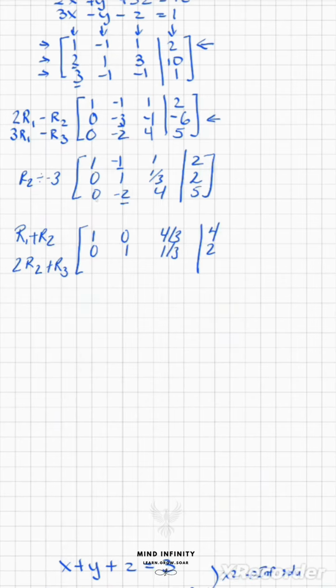2 times the 0 plus the 0, that is just 0. 2 times 1 minus 2, that is 0. 2 times 1/3 plus the 4, that is 14/3. 2 times the 2 plus the 5, that is 9.